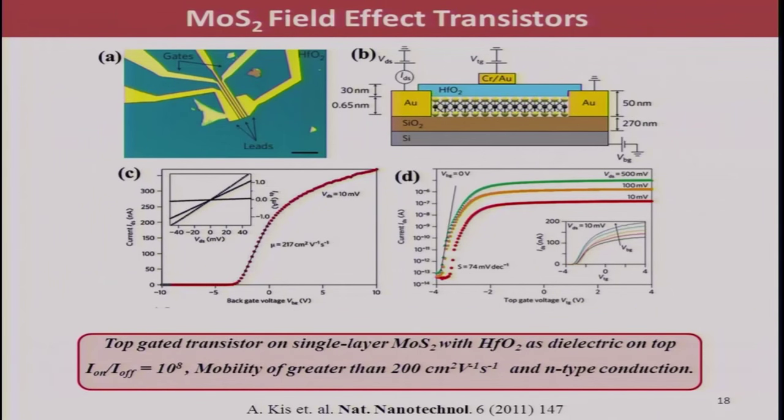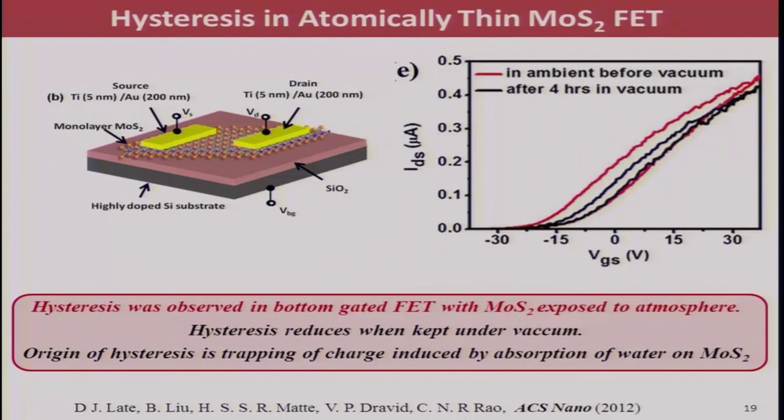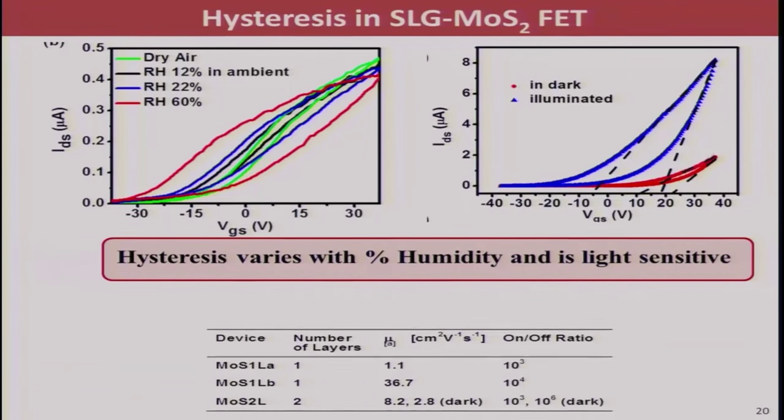A lot of work has come out on field effect transistors. One of the best papers that was published was by Kis and others in 2011. They showed an on-off ratio of 10^8 and a fairly high mobility of 200 centimeter squared per volt per second with n-type conduction. We have also made lots of these transistors. Even a bad transistor you make has fairly good on-off ratios. In fact, it shows hysteresis effects because of moisture, mainly due to charge trapping, and you can easily eliminate that by eliminating the moisture. What is interesting is that even the poor, not so good transistors one has made have fairly good on-off ratios with MoS2.